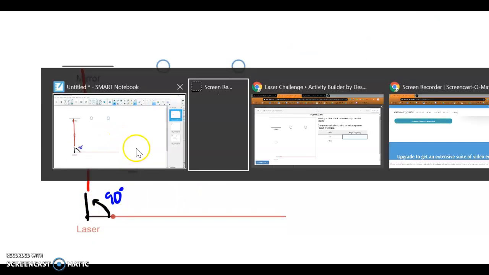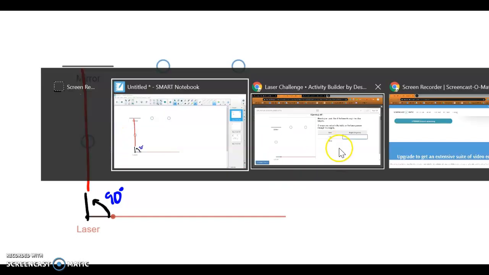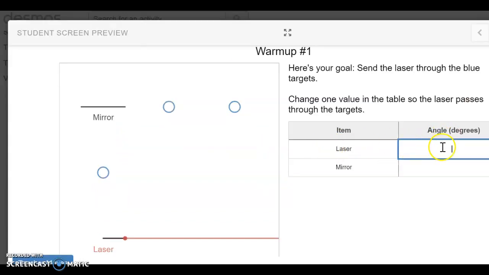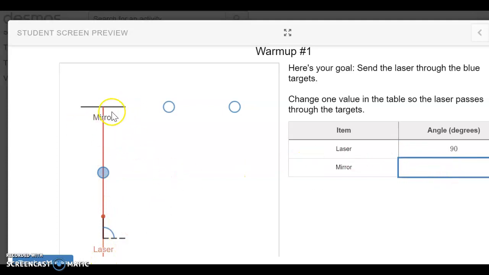Now if you take a look at what happens on the game, if you put in 90 degrees here, the laser will open up to 90 degrees, and the laser will bounce off that mirror because the mirror right now is pointing down and it'll shoot back down. So we want to put in an angle for the mirror so that it bounces to the right.